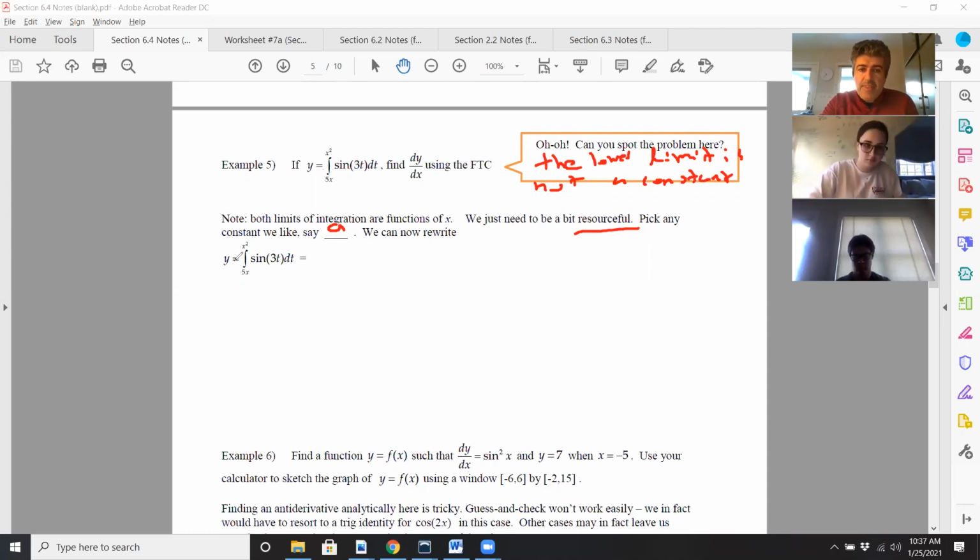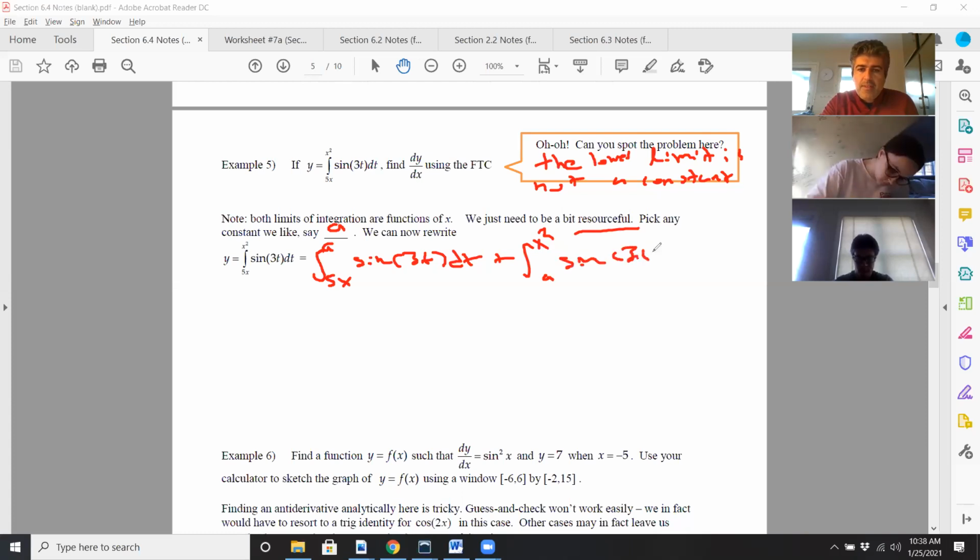You could say that this integral from 5x to x squared of sine 3t dt could be written like this: the integral from 5x to a of sine 3t dt, plus the integral from a to x squared of sine 3t dt. You totally can get away with that, and here's the reason why.